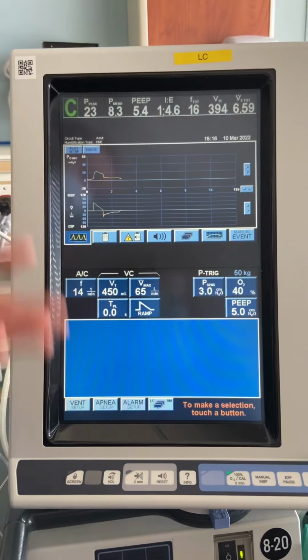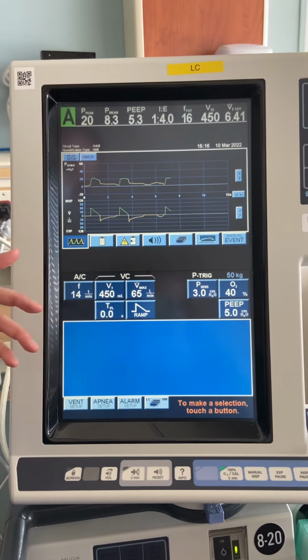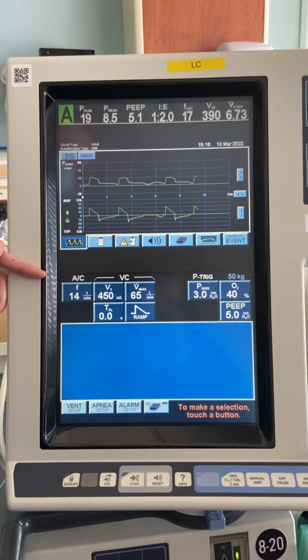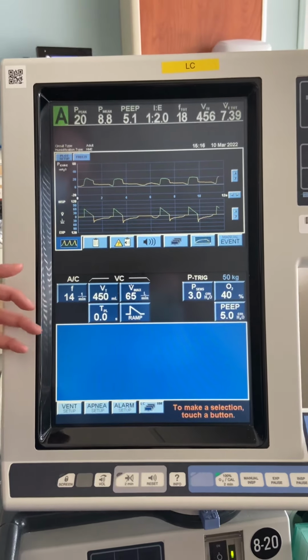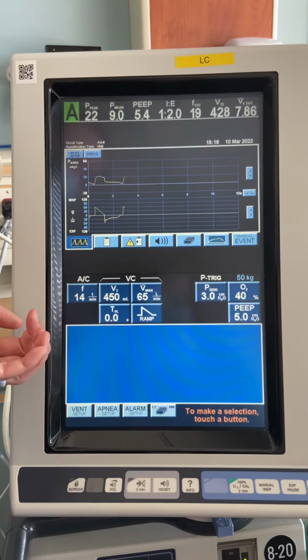You notice she is not on a pressure support because she's on AC, and you don't need a pressure support because on assist control, when the patient initiates a spontaneous breath, the ventilator gives them whatever the settings are, which would be in this case 450 cc's of air.